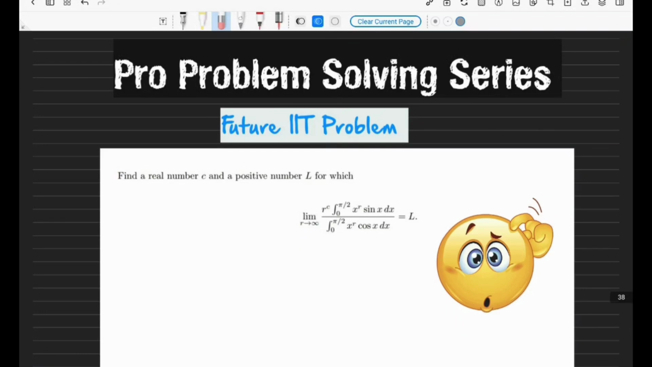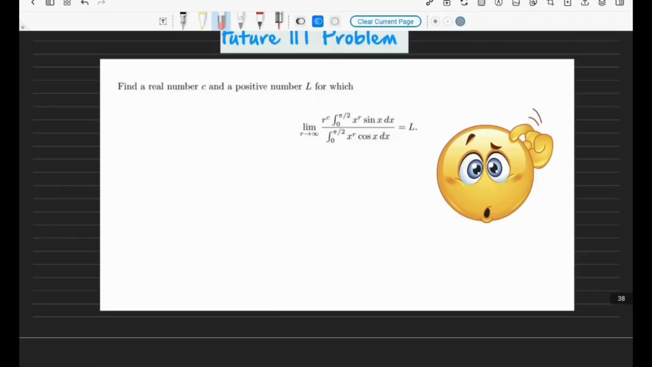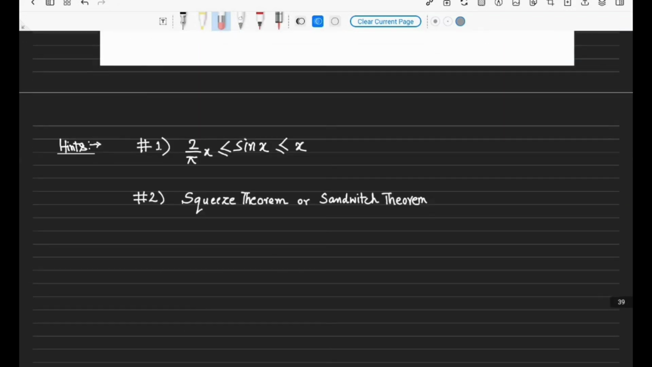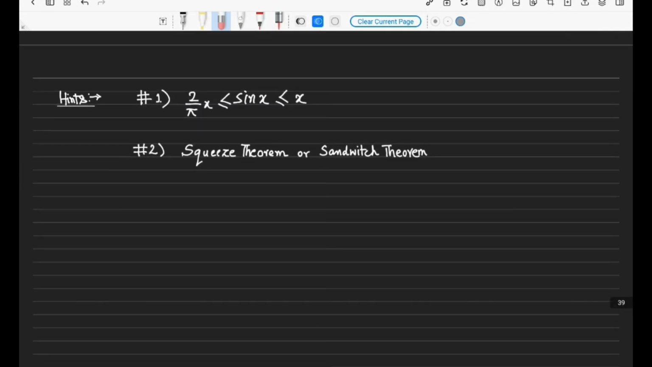Now I will be just moving on to the hints so that it's better for you all. For the first hint, as you can see, we have taken out an inequality: sine x is less than or equal to x, and it is always greater than or equal to 2 by pi into x, right?